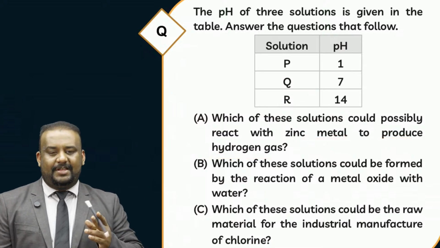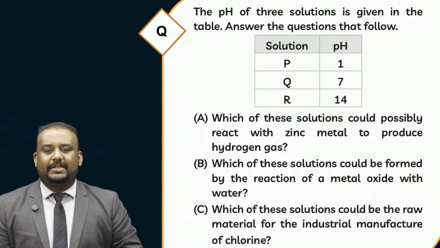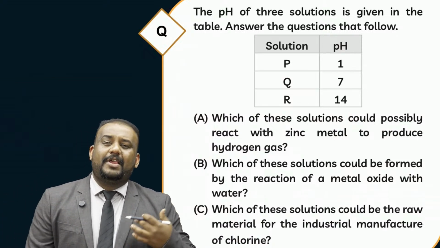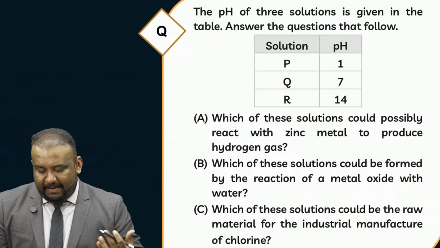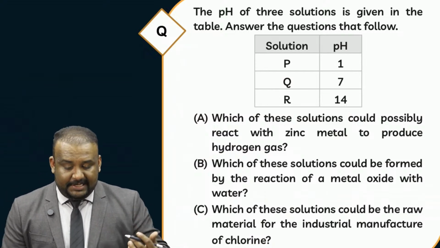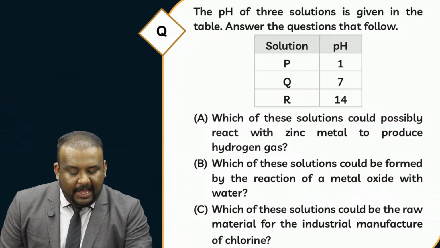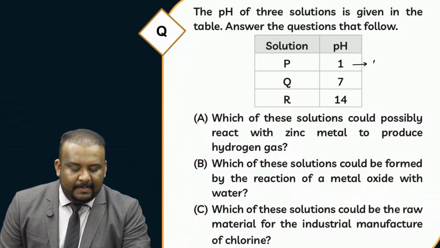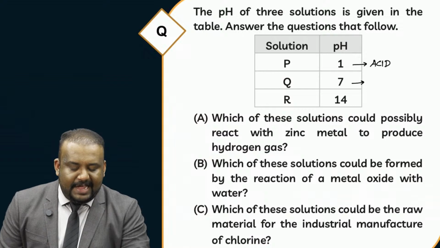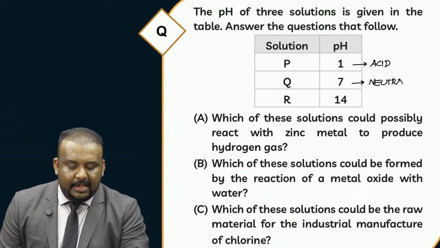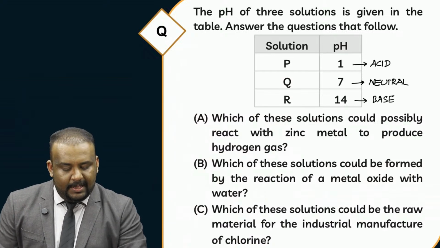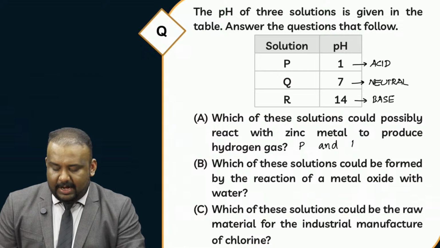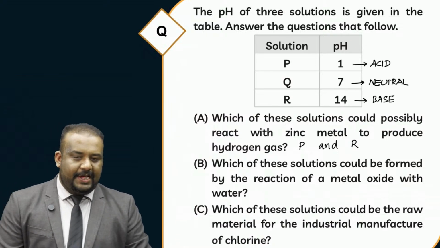What kind of metal is zinc? We learned that zinc is an amphoteric metal, isn't it? Amphoteric metal means what? It can react with acid as well as base. So being an amphoteric metal, it is going to react with acid as well as base. So tell me, P is having pH 1. What does that mean? This is an acid. This is 7, that means it's going to be neutral. And this is 14, that means it's going to be base. So zinc will be able to react with both P as well as R because it's amphoteric, right?